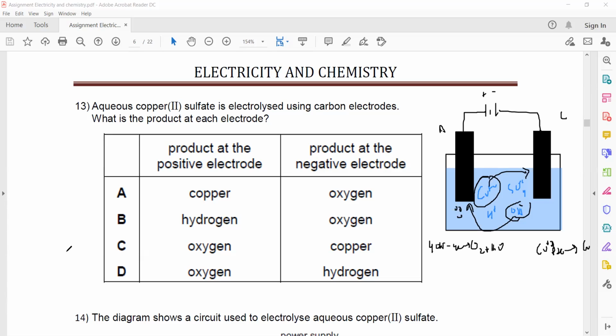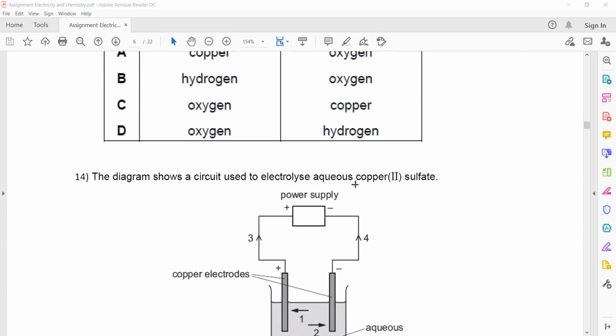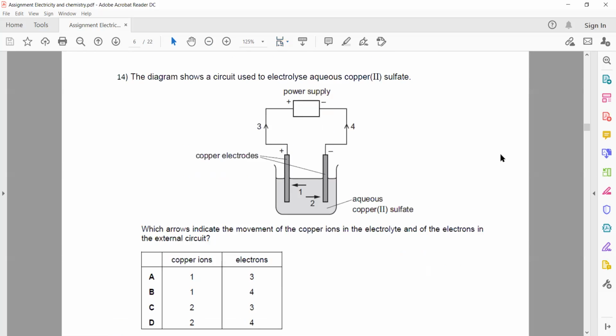So oxygen and copper, so C is the right answer. The diagram shows a circuit used to electrolyze aqueous copper sulfate. Which arrow indicates the movement of copper ions in the electrolyte and electrons in the external circuit?